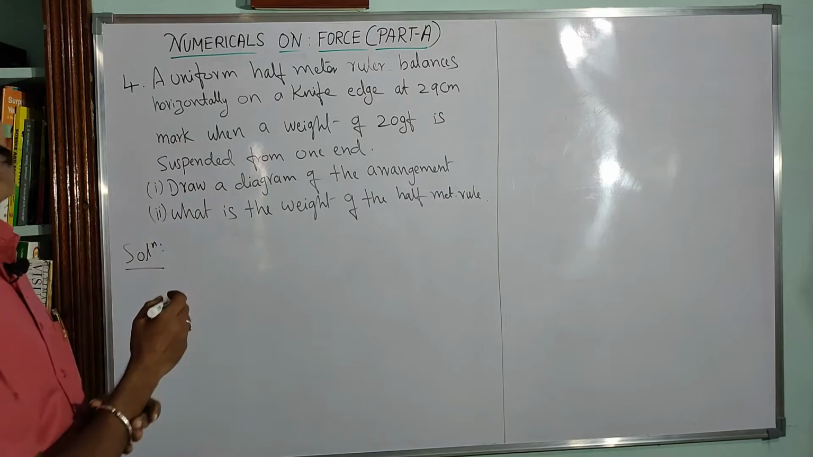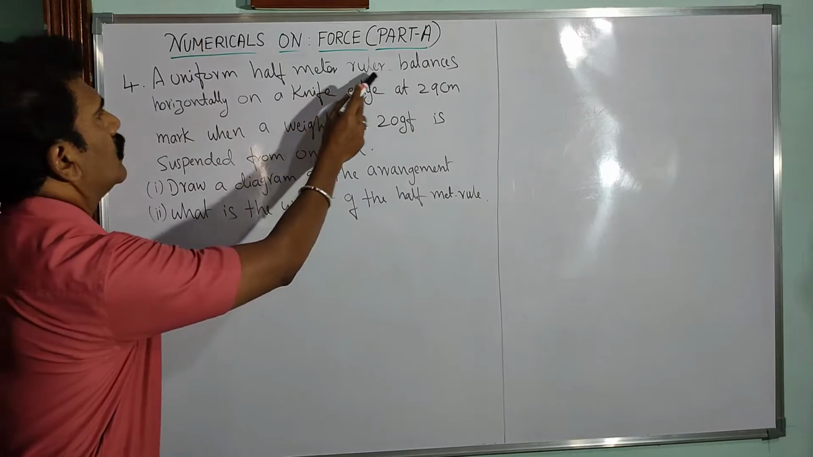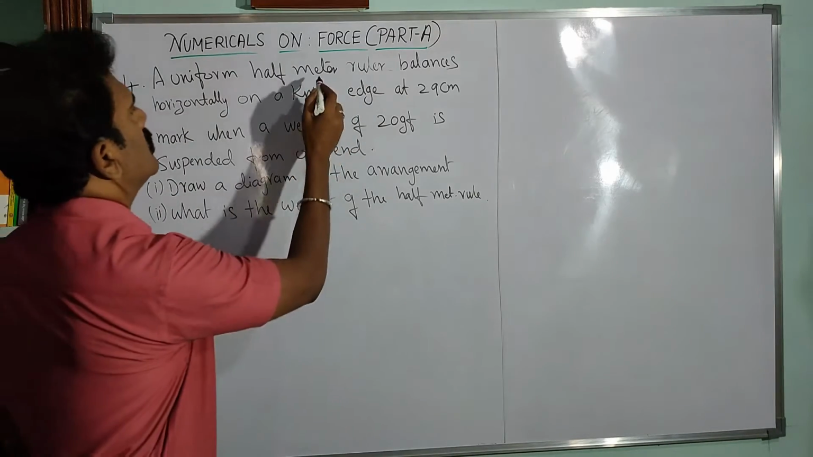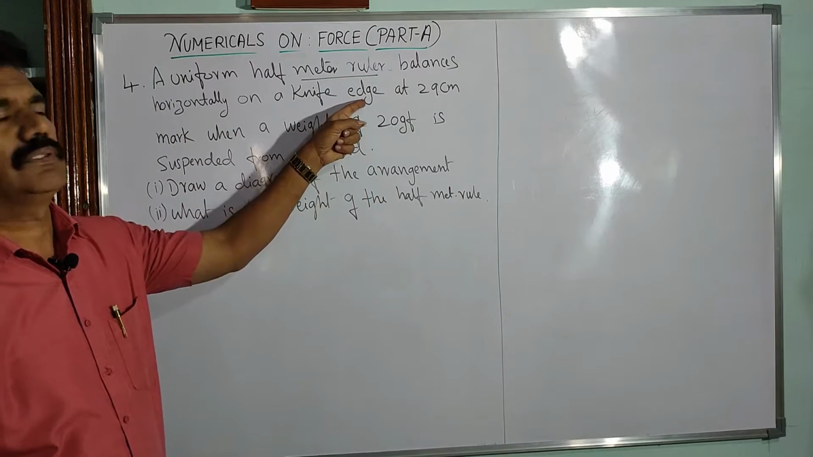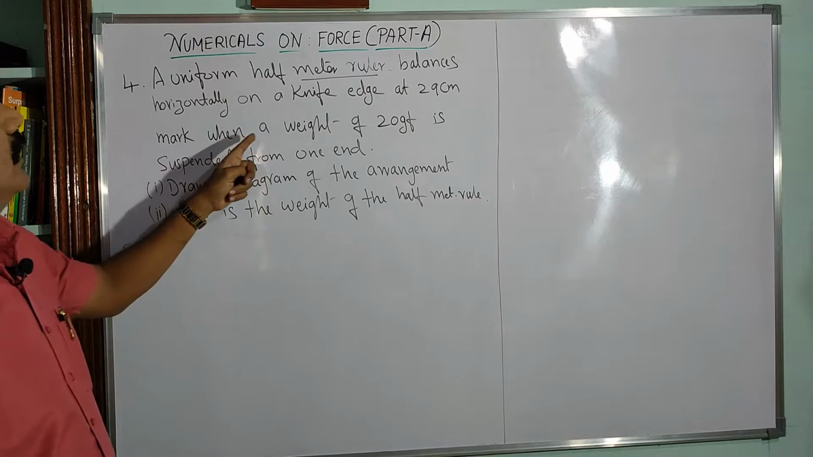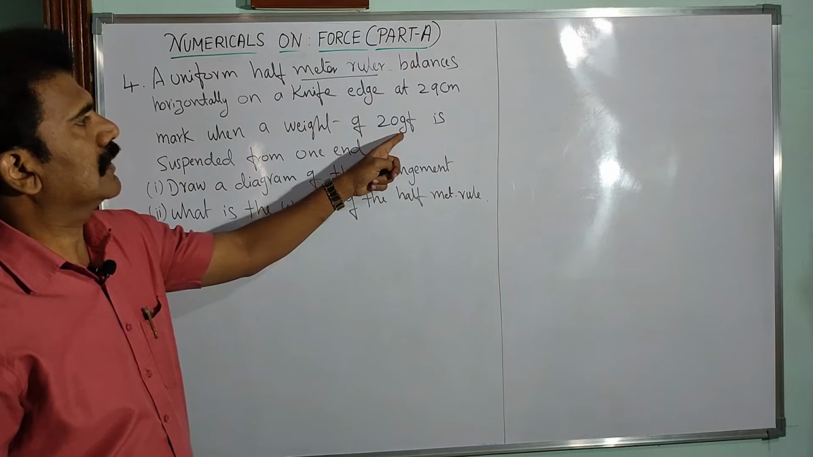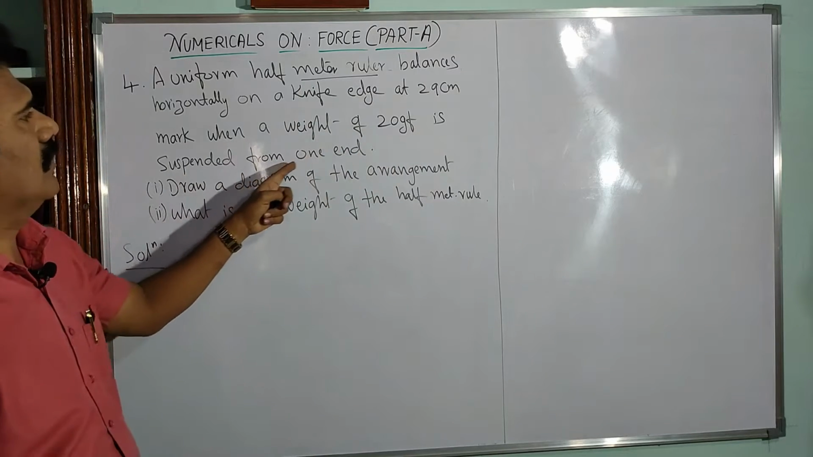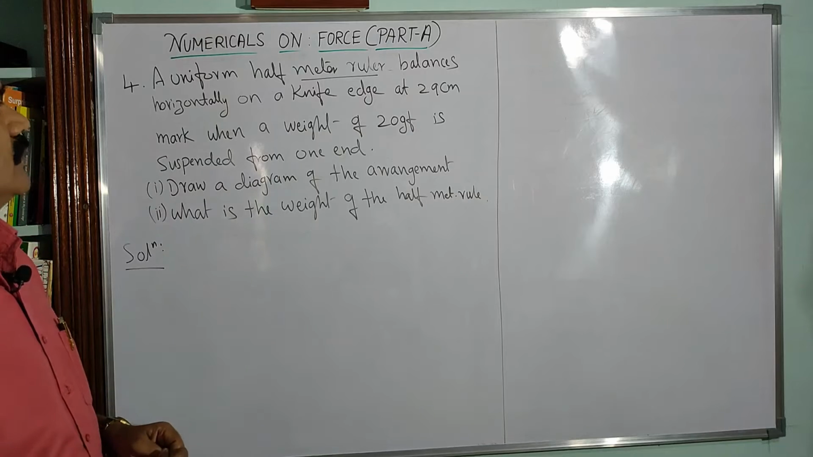In which you just go through the problem first. A uniform half meter ruler balances horizontally on a knife edge at 29 centimeter mark when a weight of 20 gram force is suspended from one end. Okay, that is the problem given for you.